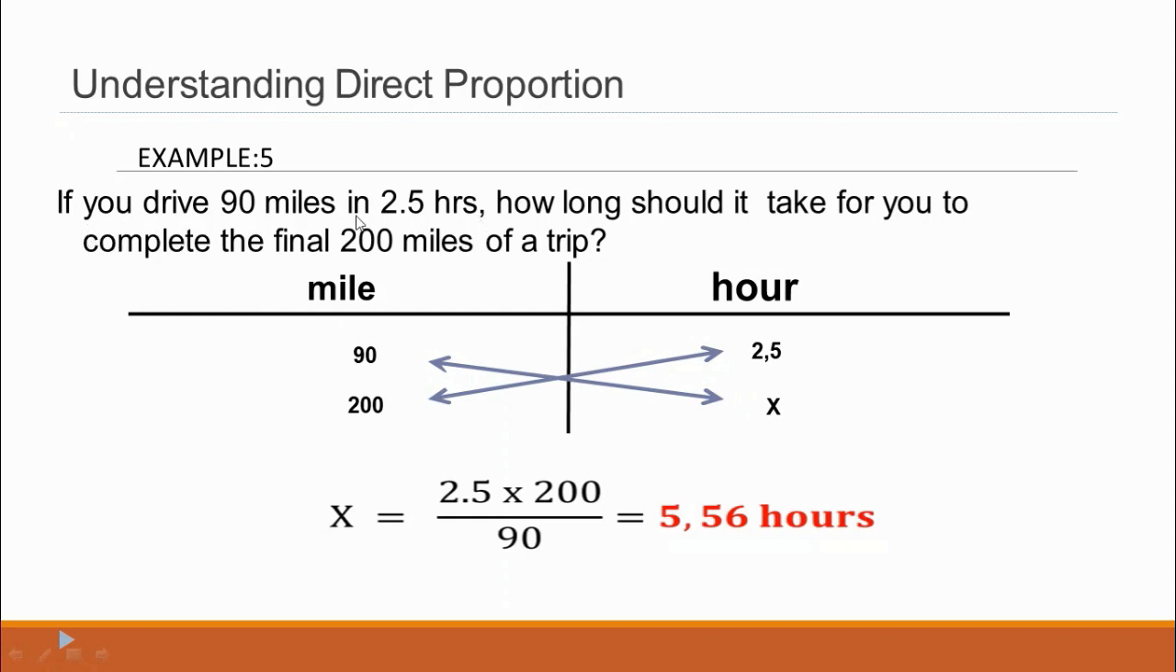In the first sentence, we have two quantities, miles and hours. So miles is 90 and hours is 2.5. And in the second sentence, we have 200 miles and the hour is unknown. So for the direct proportion, multiply these two quantities and multiply these two quantities. And since 90 is connected with the unknown variable, so dividing the expression by 90, we obtain x is equal to 2.5 multiplied by 200 divided by 90, and after simplification we get the hour is 5.56.